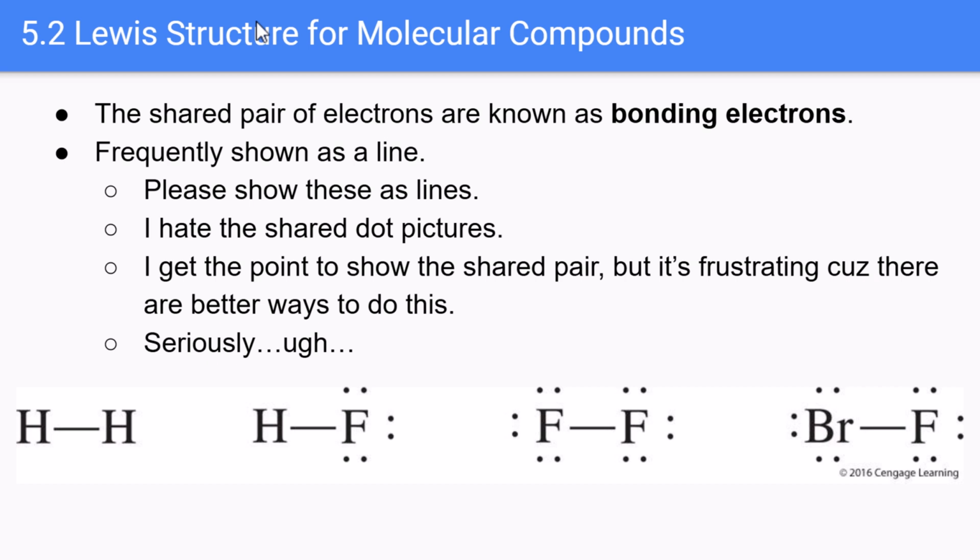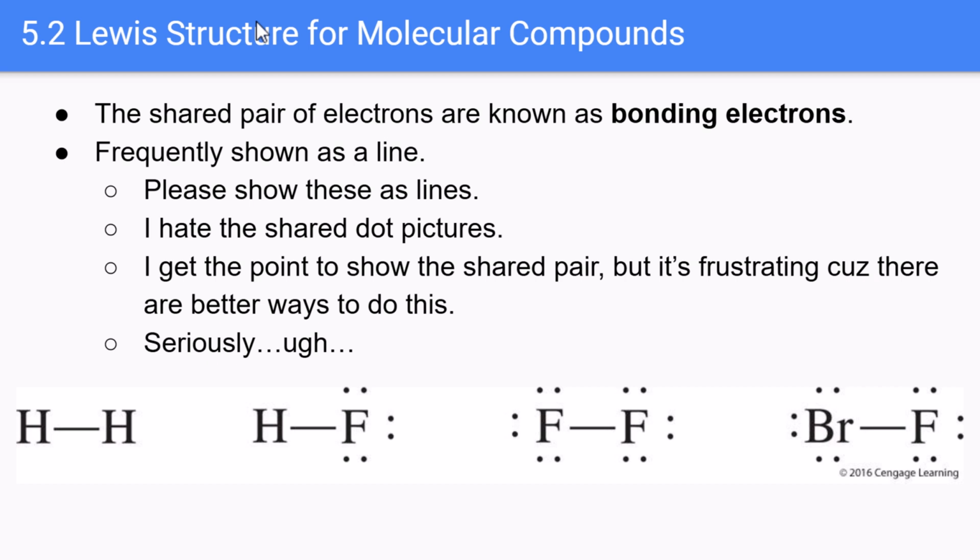But as you see, the shared pair of electrons are known as bonding electrons. Previously it showed them as a pair of dots in between the two atoms, and some books and some people will show it that way, but I don't like that. I really like to be able to differentiate between the individual electrons on the outside of the atom. We'll talk about lone electrons in just a moment, but also to differentiate them from the shared electrons.